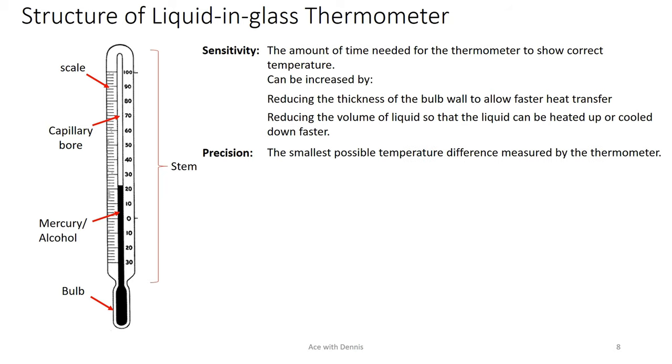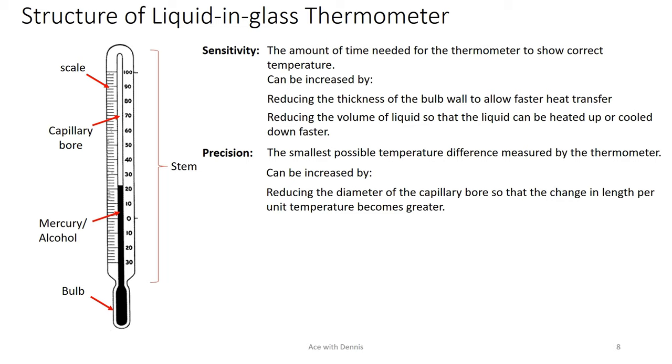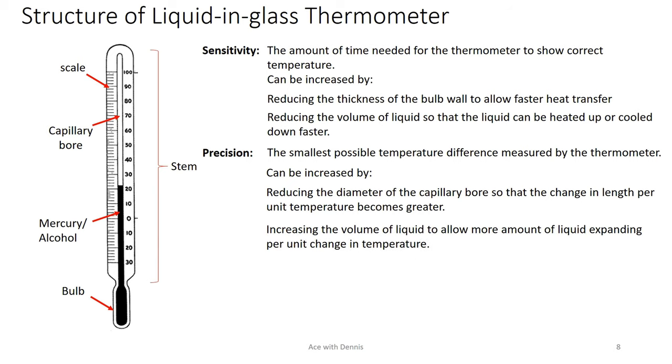Precision is the smallest possible temperature difference measured by the thermometer. It can be increased by reducing the diameter of the capillary bore so that the change in length per unit temperature becomes greater, and increasing the volume of liquid to allow more liquid to expand per unit change in temperature.